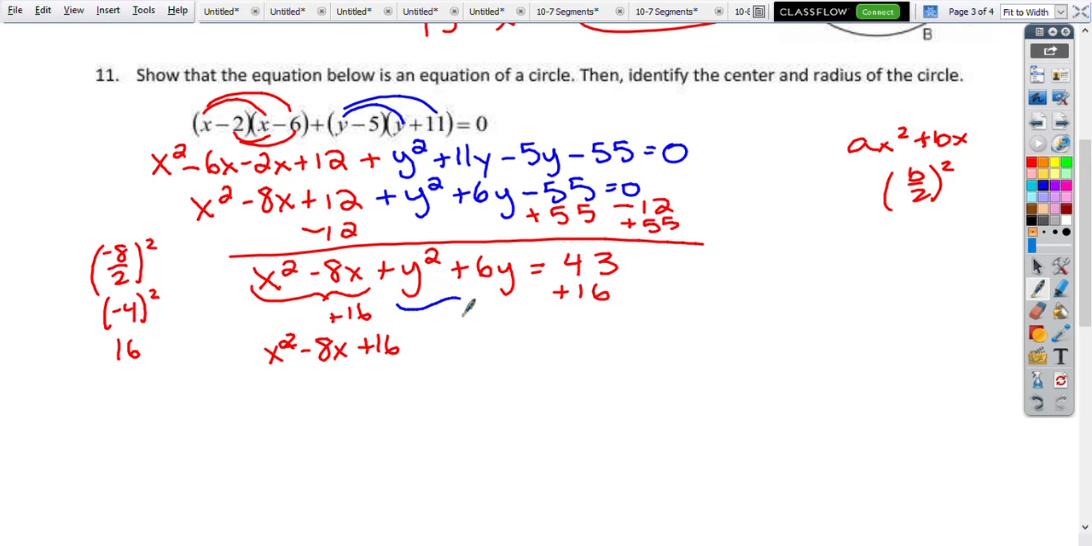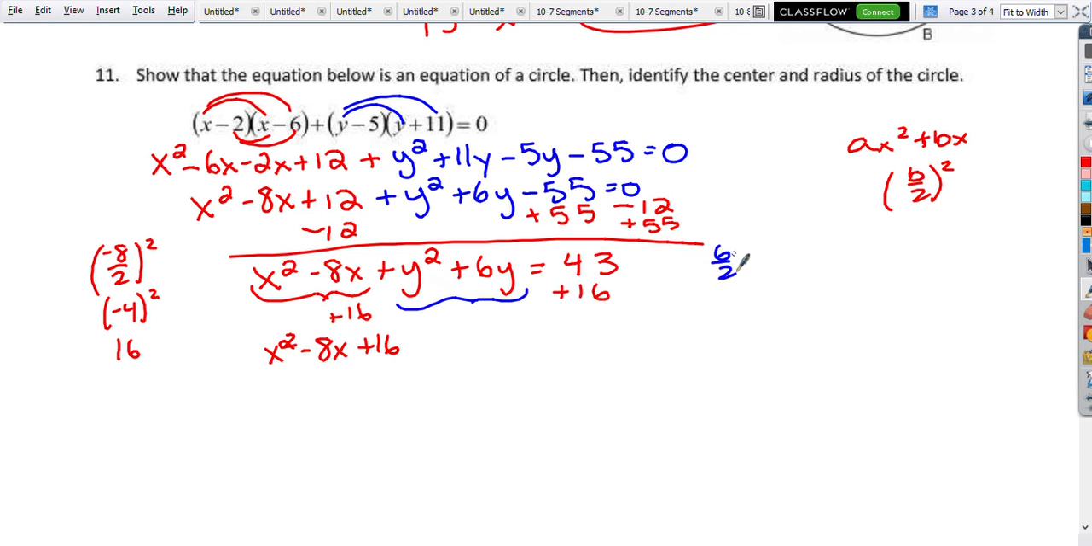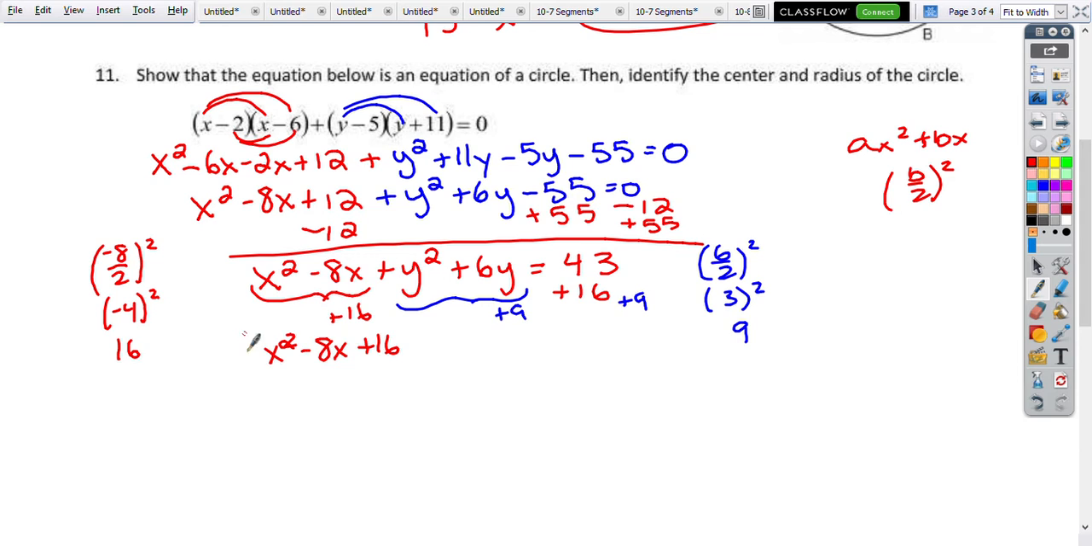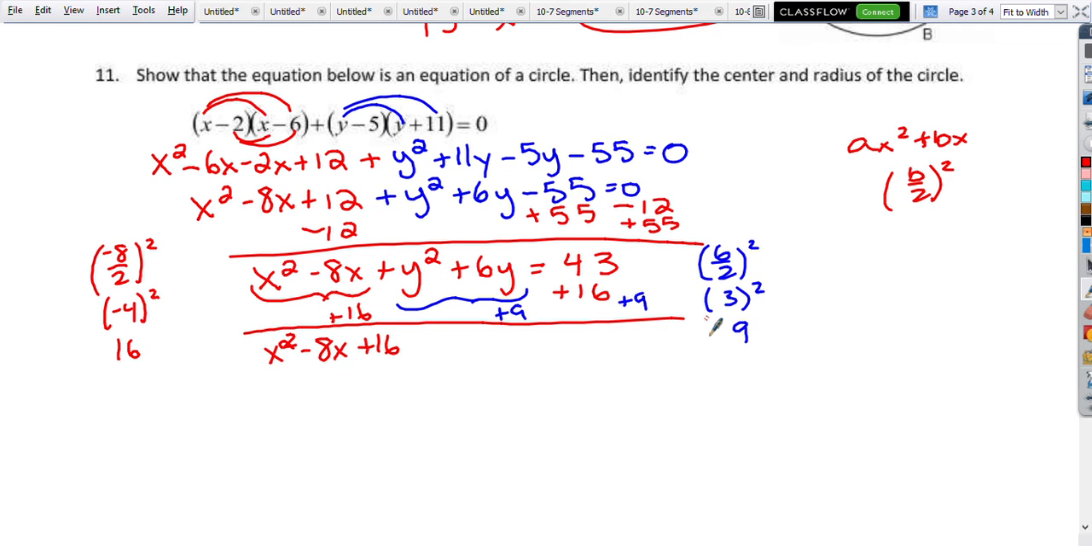Likewise, for the y's, 6 over 2 squared is 3 squared, which turns into 9. I have to add 9 to both sides. All right? And so this turns into x squared minus 8x plus 16, and then y squared plus 6y plus 9 is equal to, and then this becomes 63 here. That's not right. How about 68? Just forgot the other side of the 3, right?